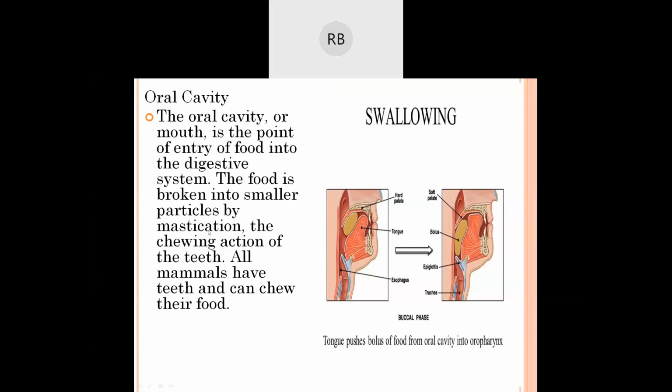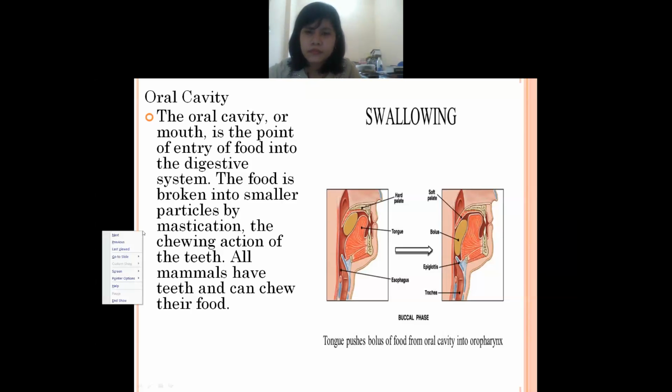It starts with the letter M. Mastication. Yes, mastication. It is known as mastication. Understand? All these questions will come.